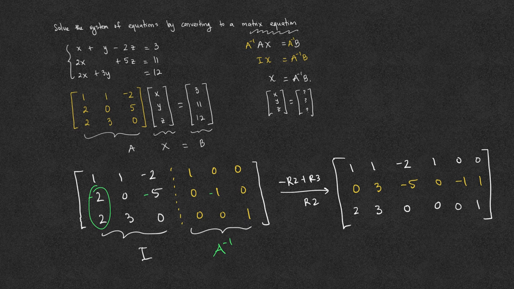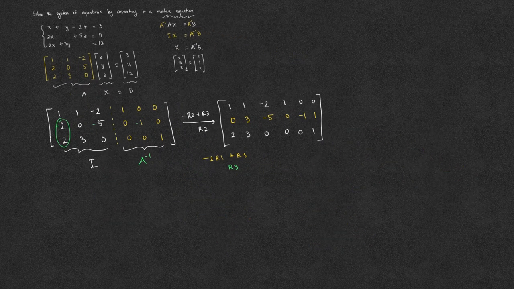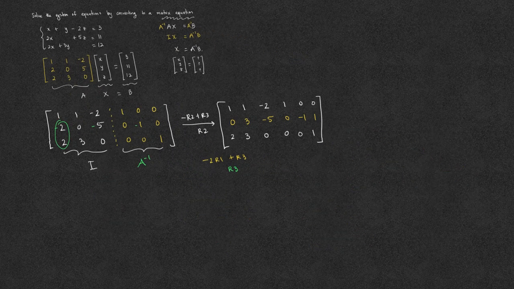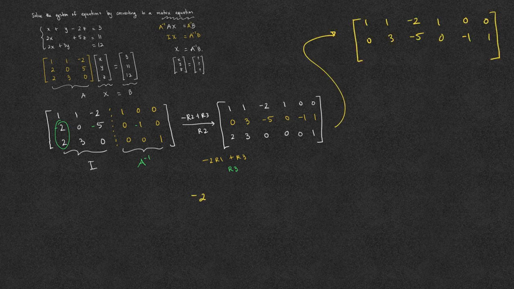Next, we will turn this entry 2 in the third row into 0, and to do that, we can take negative 2 times row 1, add to row 3. This row operation will give us the new row 3, so we'll keep row 1 and row 2. To obtain the new row 3, negative 2 times row 1 is negative 2, negative 2, positive 4, negative 2, 0, 0. And we add to row 3, which is 2, 3, 0, 0, 0, 1.